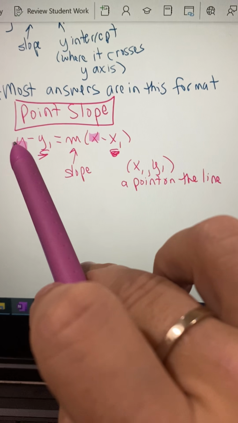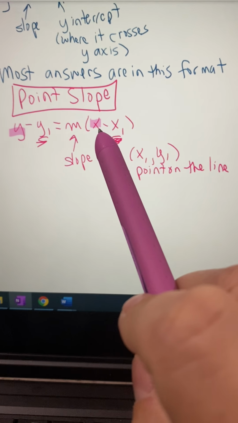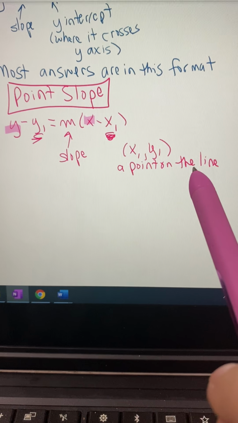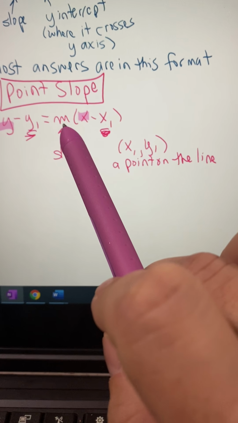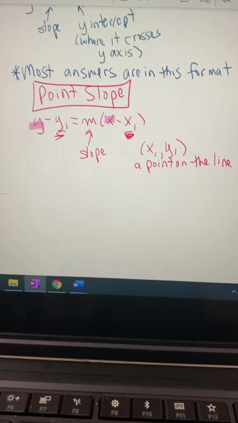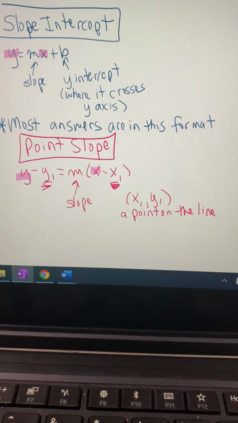Point slope formula is this. The y and the x will always be there. This x1, y1 is a point on the line, and the slope, of course, is m. Typically, when you use point slope formula, you rearrange it into slope-intercept formula.